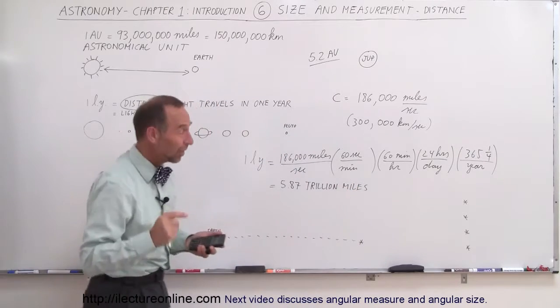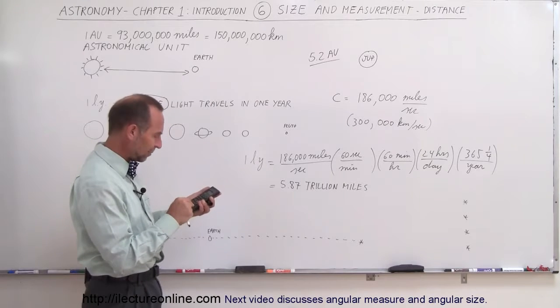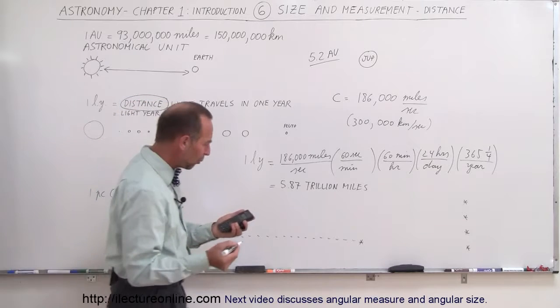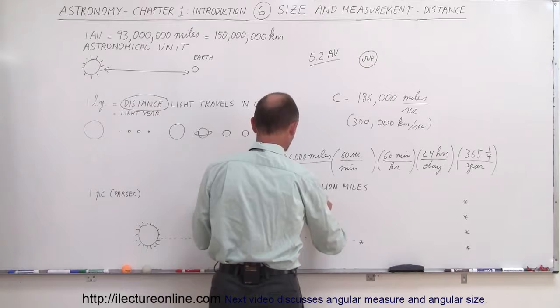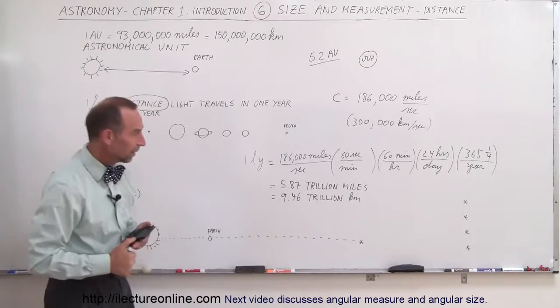Now, if we do that with kilometers instead of miles, what do we get? Well, we divide by 186 times 300, and we get 9.46. So this is 9.46 trillion kilometers. Wow, that's quite a distance.